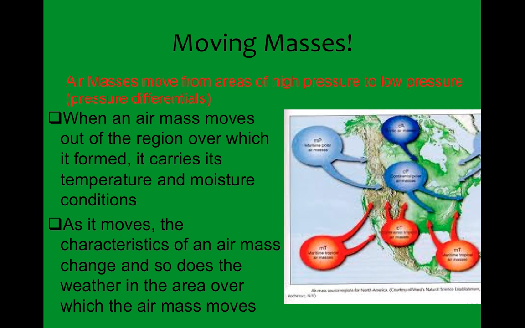So, for instance, if you had a very cold air mass, such as this one here up in Canada, this one is very cold. As it moves, the temperatures over the area that it's going to move over are going to become cooler. And the same thing here. You have a maritime tropical air mass that formed over water. It's near the equator. As it moves northward, it's going to bring very warm and moist air along with it, and it's going to affect the weather in those regions.